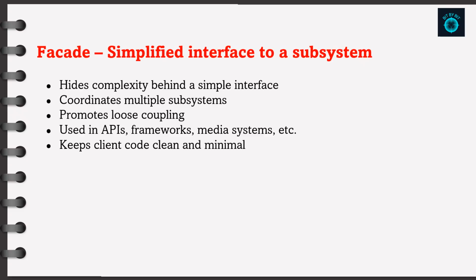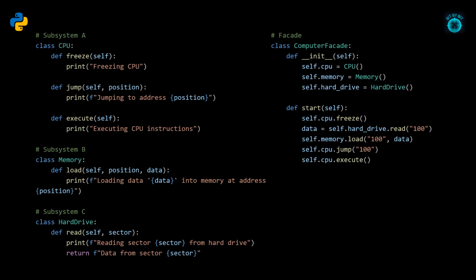This pattern is common in APIs, frameworks, toolkits, and even home entertainment systems. Think about pressing one button on a remote that turns on the TV, sets the input, and powers on the speakers. You are using a Facade. Let's look at a real Python example of how a Facade works. This Python code demonstrates the Facade design pattern using a simplified example of starting a computer.